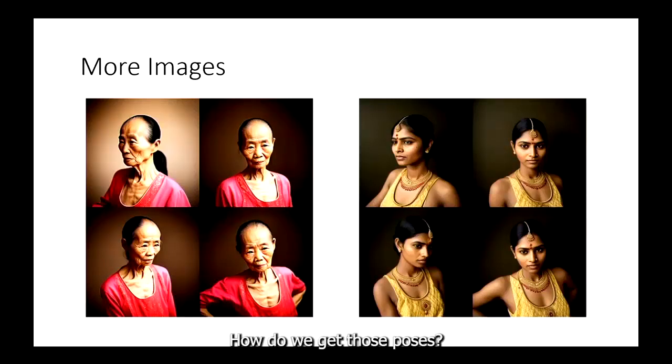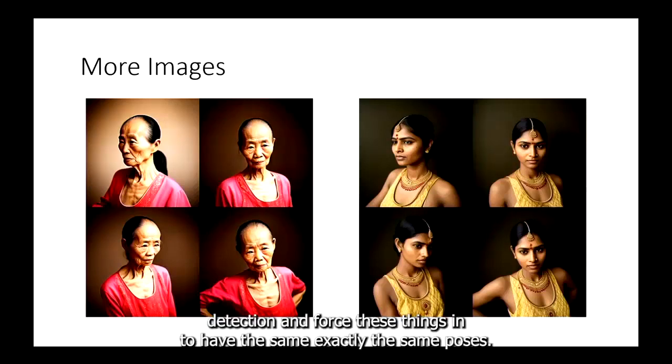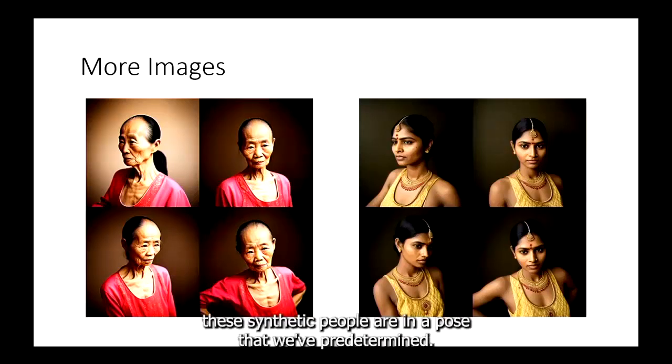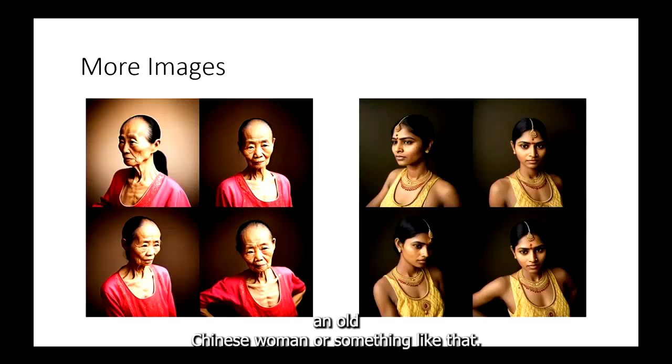We've basically said, here's the poses we want. How do we get those poses? We could take a photo and do a 3D map or do a canny edge detection and force these things into having exactly the same poses. So you can see each of these synthetic people are in a pose that we've predetermined. You know, look at the bottom there, she's got her hands on her hips and so on. Pretty good, different ethnicities, obviously. And how did we create those? We just told it to create an old Chinese woman or something like that, and we gave it both a text prompt and an image prompt, which was the pose we wanted.